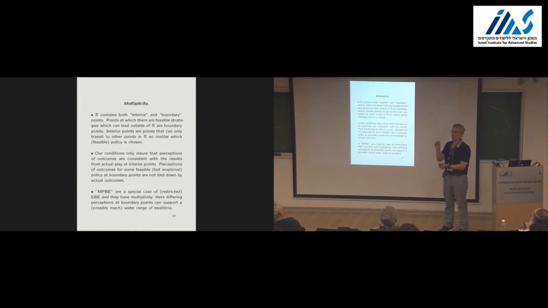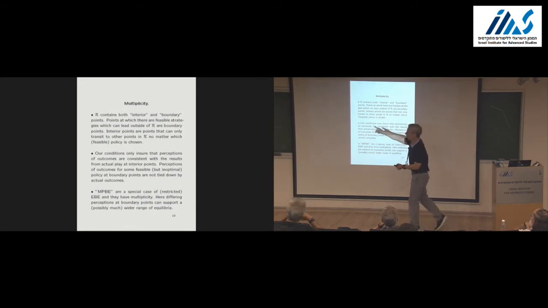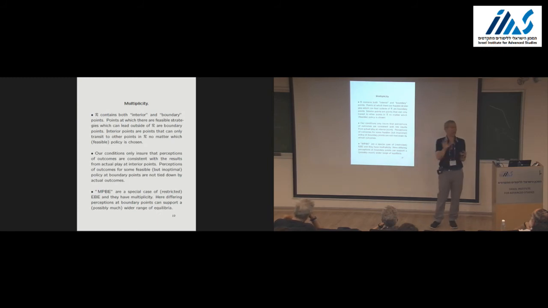However, there are feasible points that I could take that will take me outside of the recurrent class. Because the condition for me staying in the recurrent class is just when I play the optimal thing. I could play a feasible policy that might take me outside of the recurrent class. The conditions I gave you don't say anything about what those perceptions are. Is that clear?